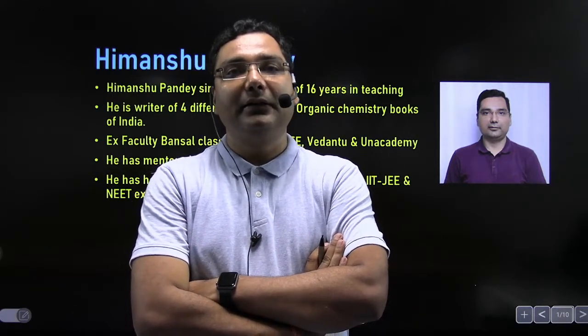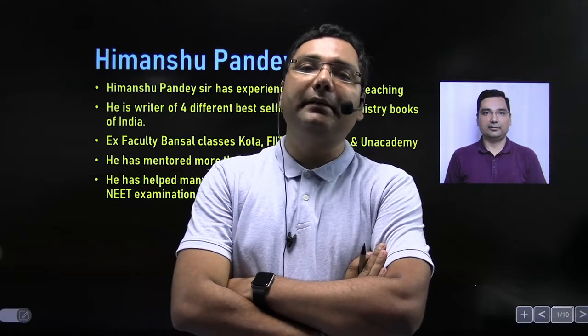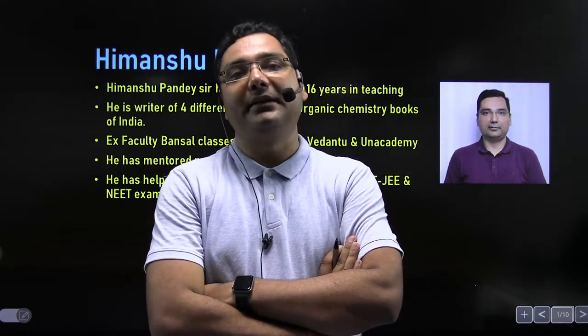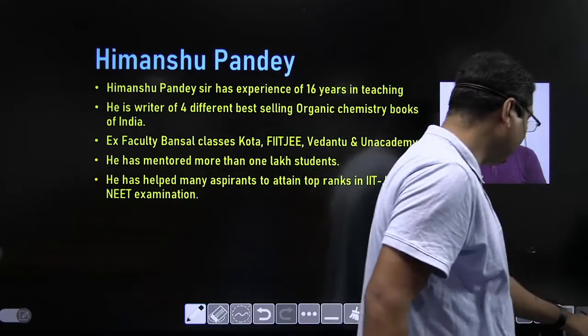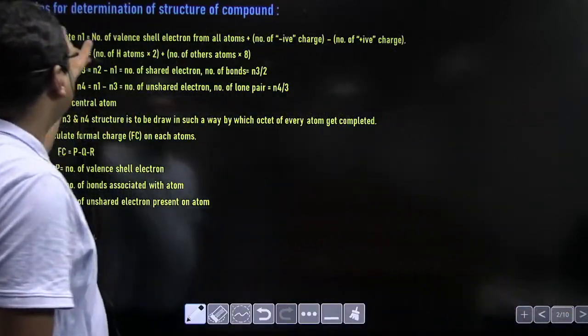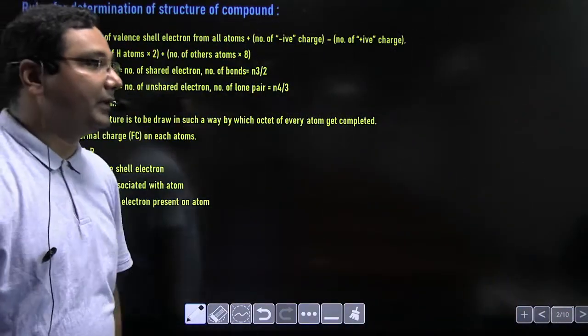So there are two methods by which we can draw the structure of any molecule very easily. The first method is mainly applicable for those compounds in which the central atom is from the second period. So now we are going to discuss the structure of a molecule with the help of certain rules. These are the rules for the determination of the structure of a compound.